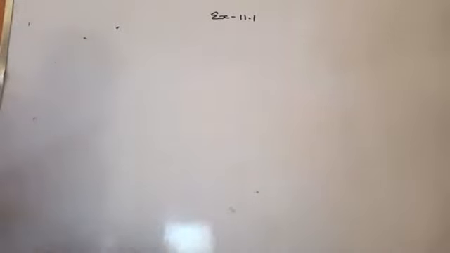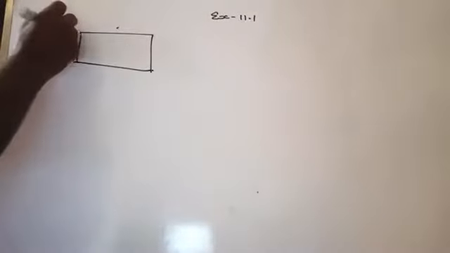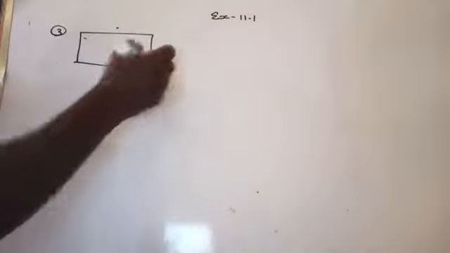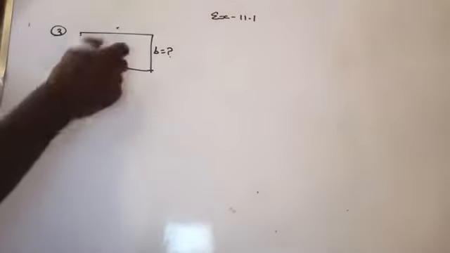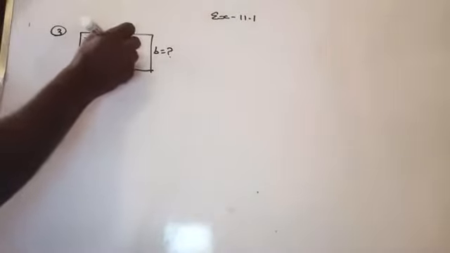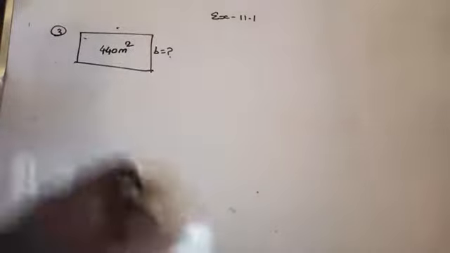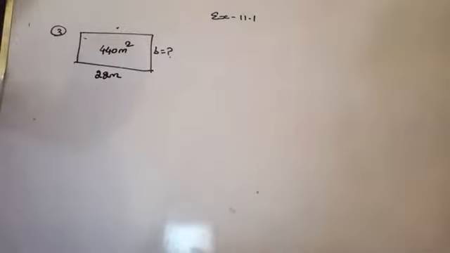Question number 3. Find the breadth of the rectangular plot of land whose area is given as 440 meter square, and the length is given as 22 meter. Find its breadth and also find its perimeter.